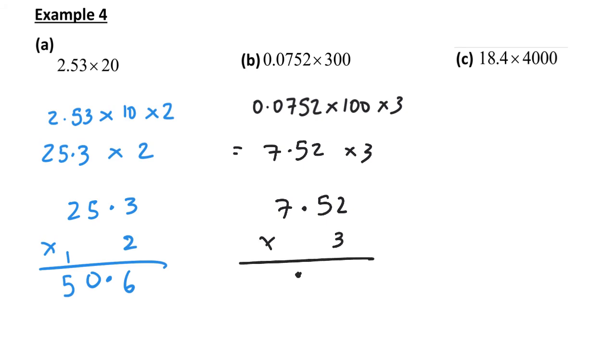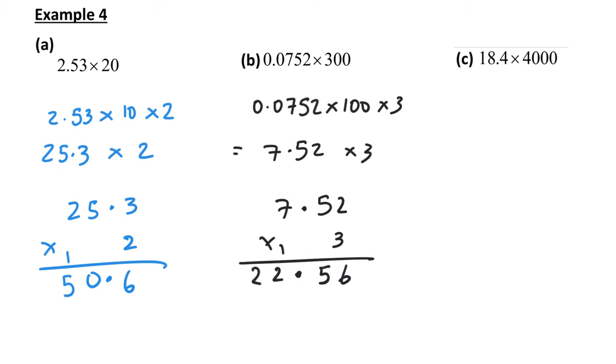I'm going to line up the decimal points. 3 times 2 is 6. 3 times 5 is 15. So we'll do 5 and carry a 1. And then 3 times 7 is 21, plus the 1 that we carried is 22. So we'll put that down as 22. So the answer then is 22.56.